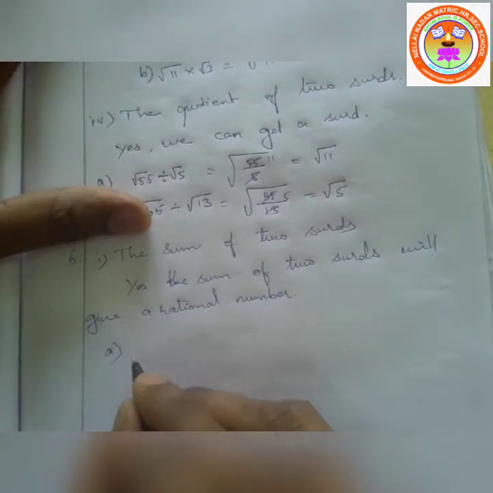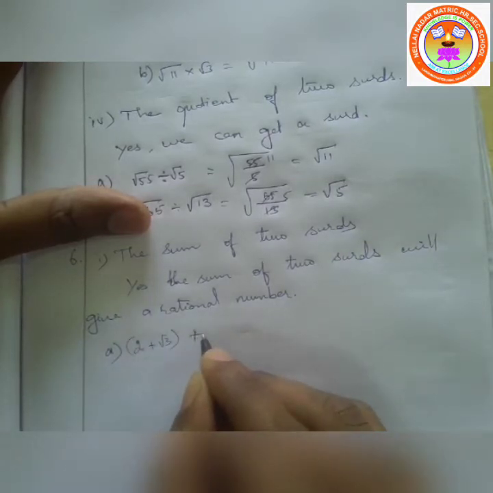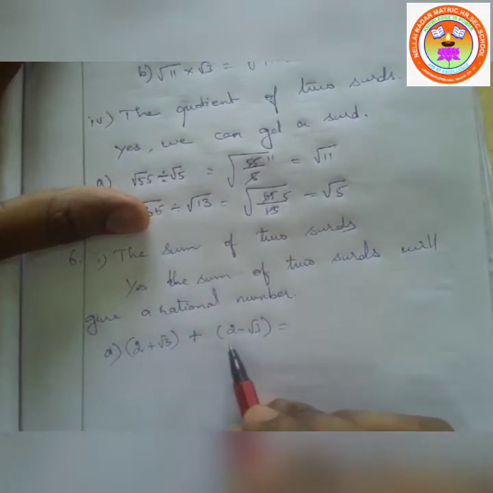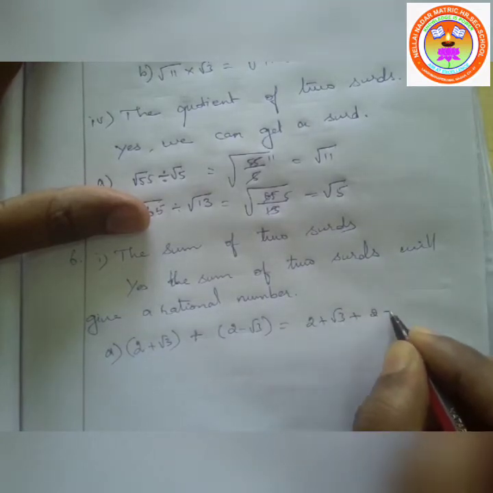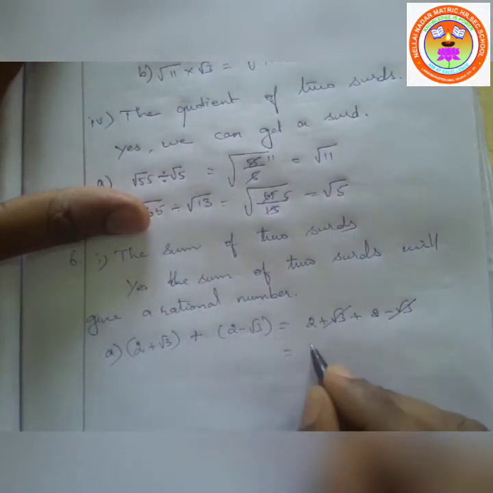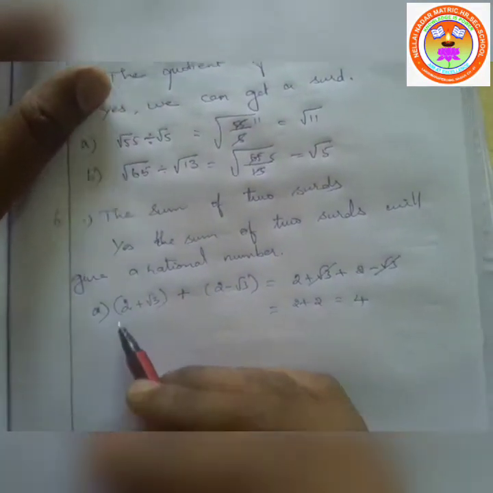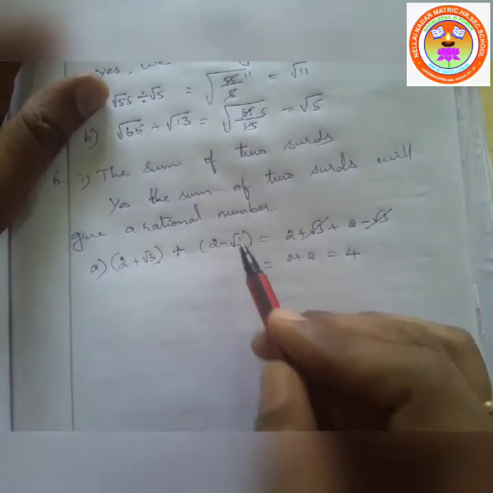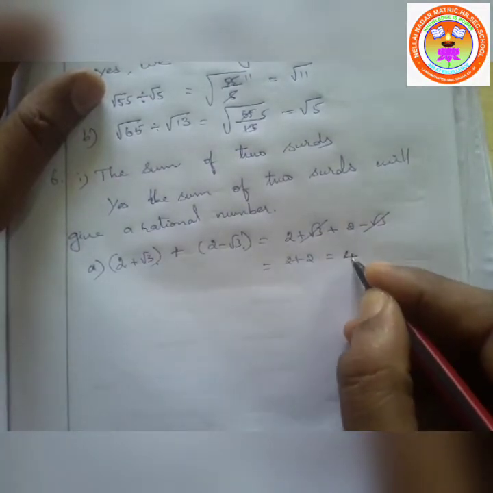A, 2 plus root 3 plus 2 minus root 3. So 2 plus root 3 plus 2 minus root 3, the root 3 and minus root 3 will get cancelled. 2 plus 2 equal to 4. Now we can note down that here 2 plus root 3 is a surd, 2 minus root 3 is another surd. So if you add two surds, you are getting a rational number 4. So this is one example for that.